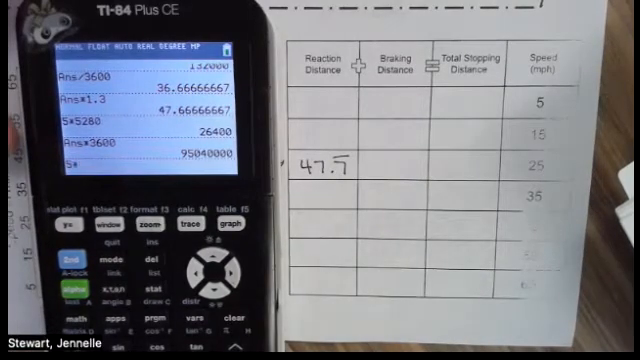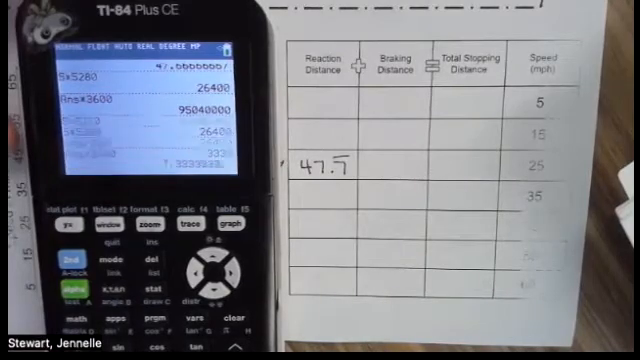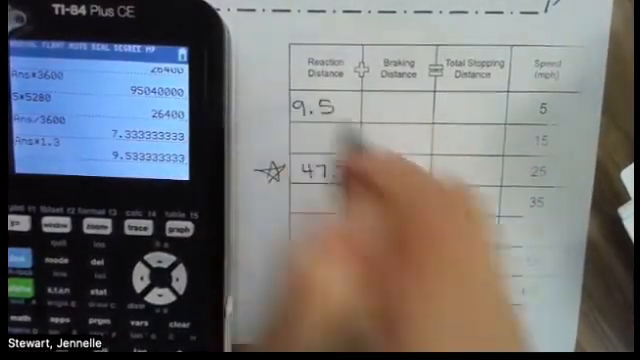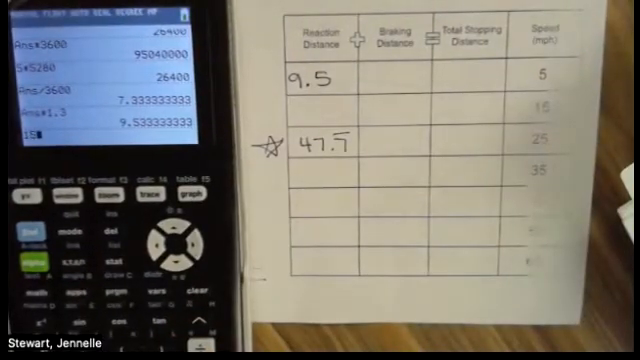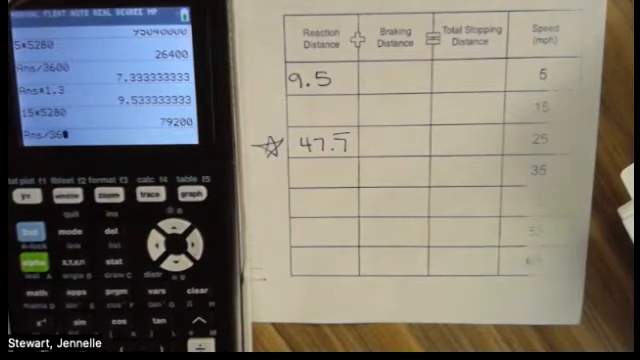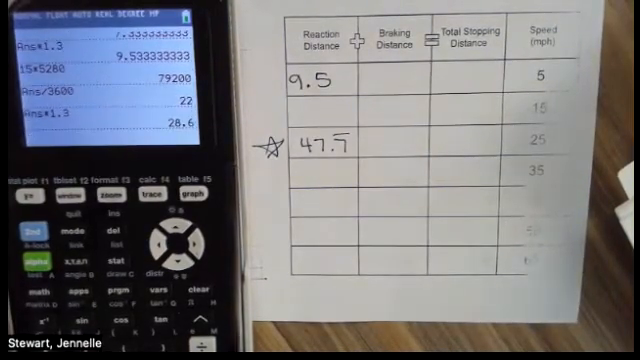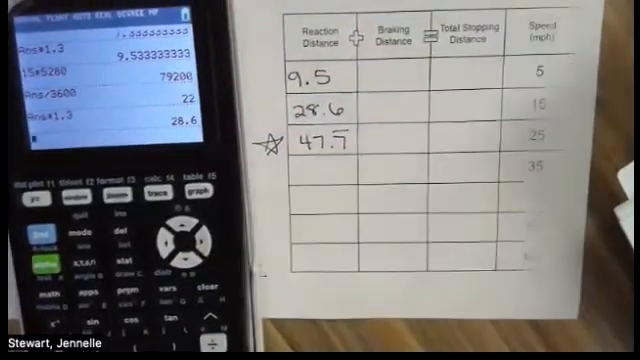Clear. 5 times 5,280. Take that number, divide it by 3,600. Then I multiply that by 1.3. Okay, my reaction distance is 9.5 feet. I do it again for 15. 15 times 5,280. Divide that by 3,600. Multiply it by 1.3. And now it's 28.6. You keep doing that for all of these.